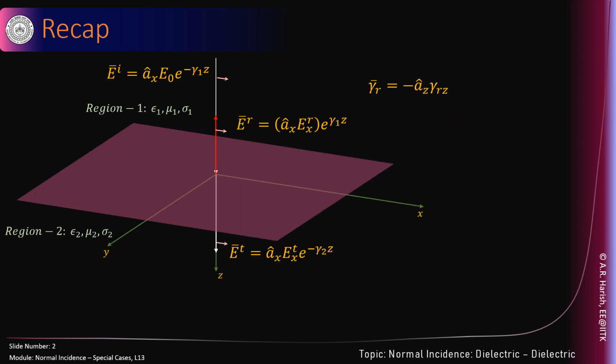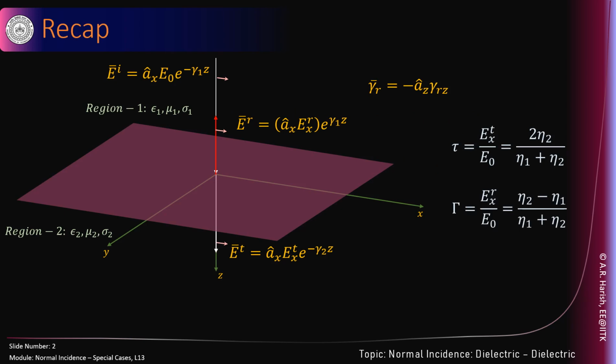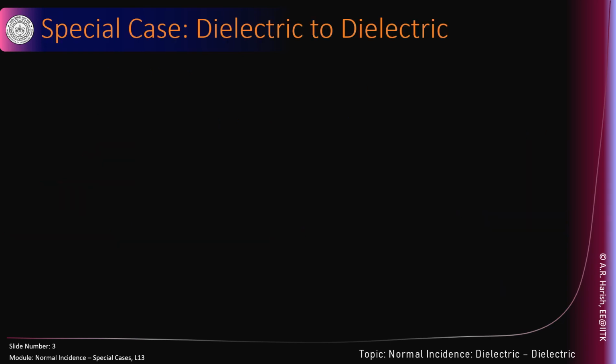A quick recap: you are familiar now with tau and gamma. We are familiar with all these equations, and we understand the notation. We want to evaluate tau and gamma and understand the behavior of EI, ER and ET. Okay, let us take a dielectric to dielectric interface.